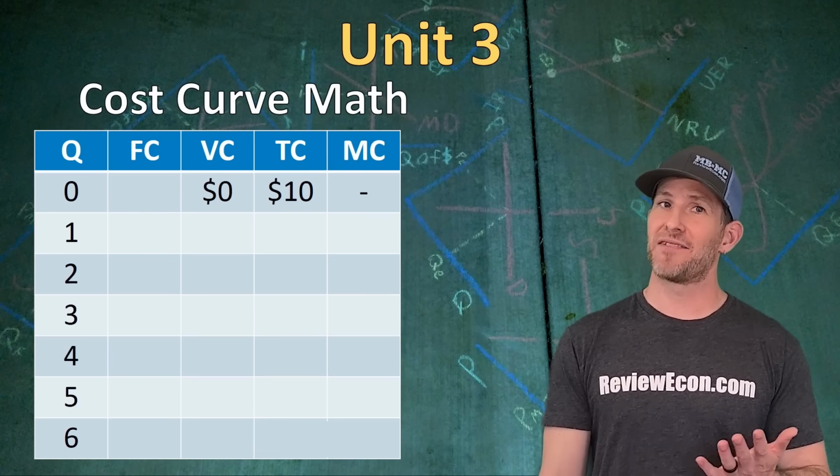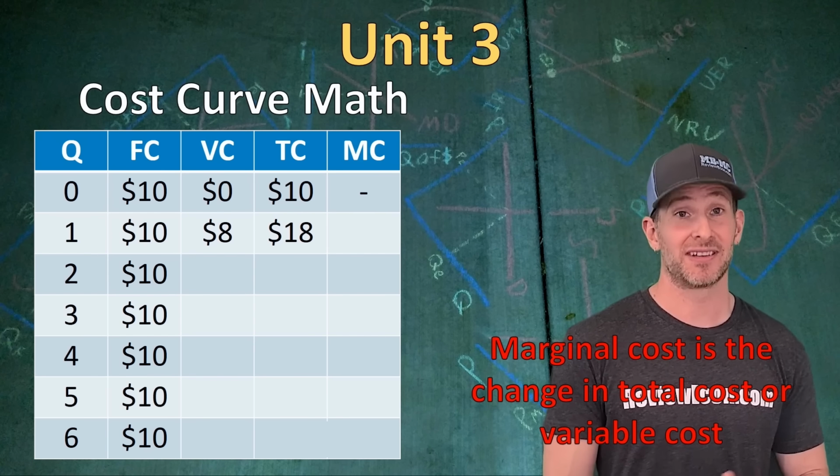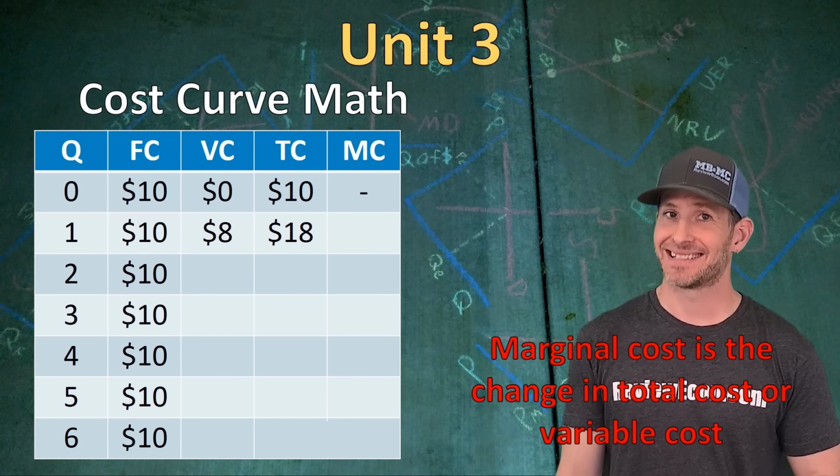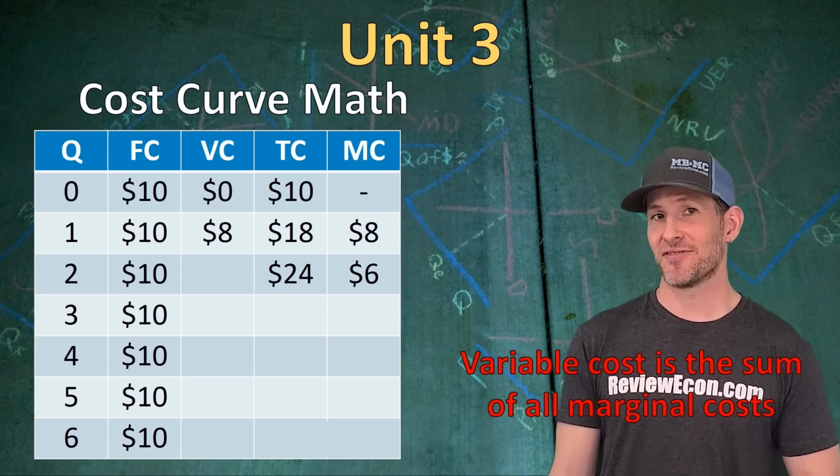Now, marginal cost is the change in total cost. You see a few new numbers there. See if you can figure out that marginal cost for the first unit produced. That's right, it's $8. Let me show you a few more numbers and see if you can figure out the variable cost for the next unit. The variable cost is the sum of all marginal costs. That's right, the variable cost so far, we're at $14. Now let's put it all together and see if you can figure out all of these missing numbers. There you go. How'd you do?